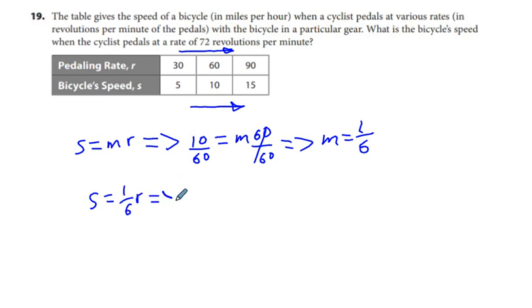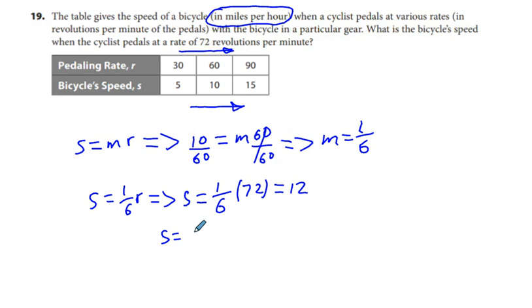And now going ahead and applying that to our speed at 72 revolutions per minute. If we have 1/6 of 72, well, 72 divided by 6 is 12. So S is equal to 12, and that's the units miles per hour. So 12 miles per hour.